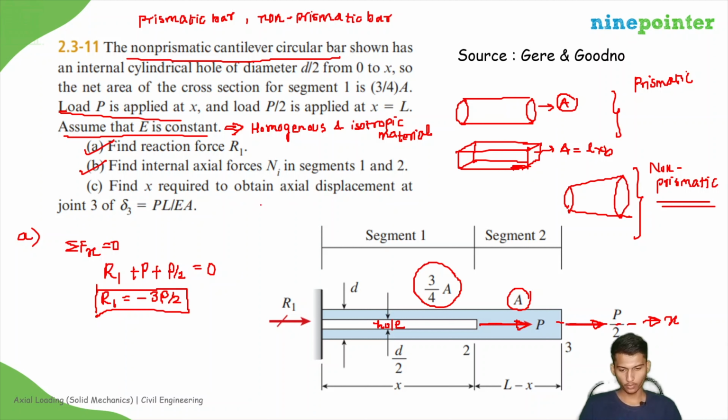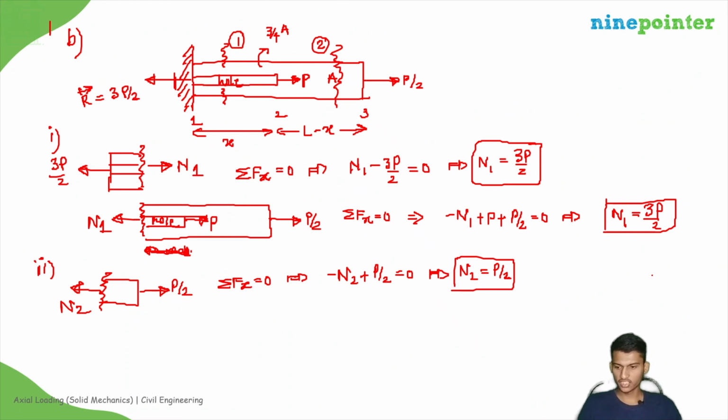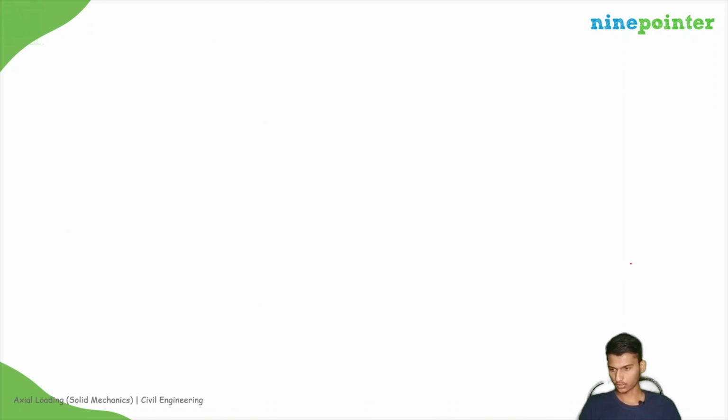We need to have the displacement delta 3 equal to PL by EA, right? So what is delta 3? That we need to understand first. So if you take C, so this is the rod.